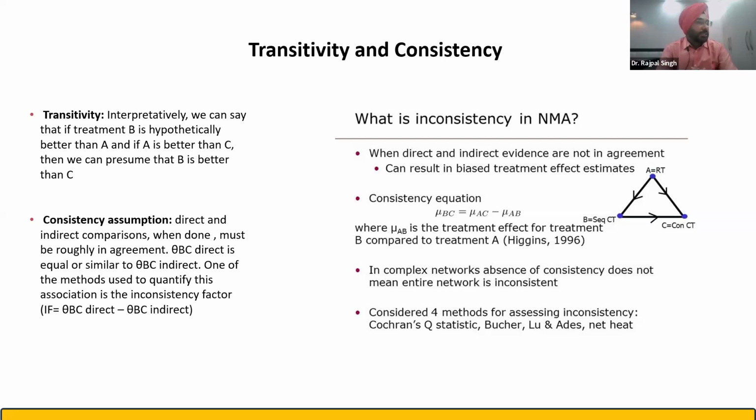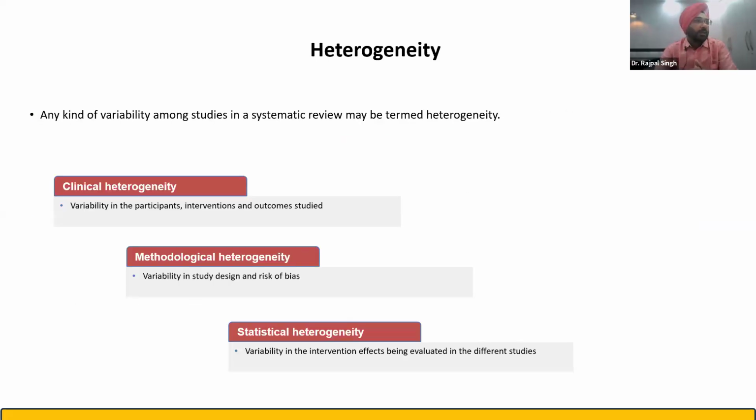Then we also check for the consistency. Direct and indirect comparisons must be roughly in agreement with each other. They should not be such that for a specific set of analysis, those values are not matching with the base case analysis. We also check for the heterogeneity because we have to assess that all the clinical studies that are part of the systematic literature review, those we have extracted, should be homogeneous enough to conduct an analysis.